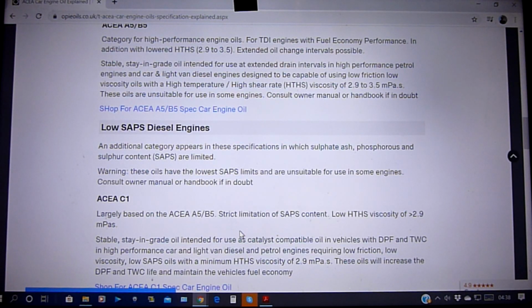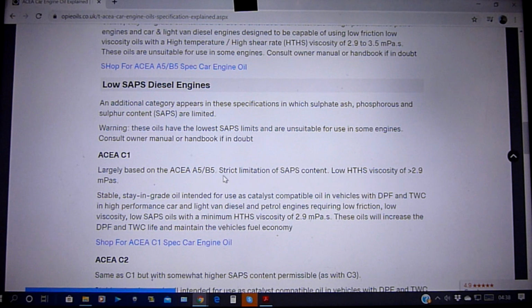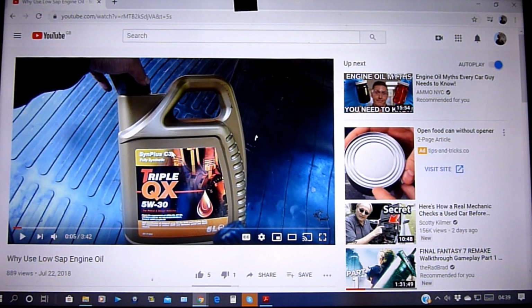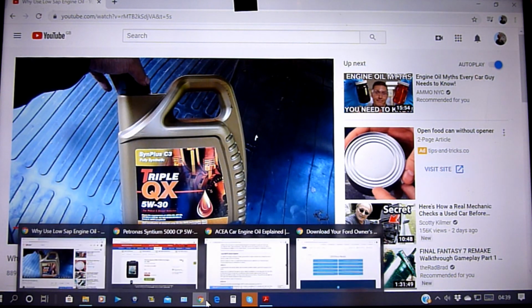This is largely based on A5, B5, strict limitations. So this C1 is the lowest kind of SAPS, lowest kind of ash, very, very low. And in my video, I use C3. So bear that in mind. C3 I use.